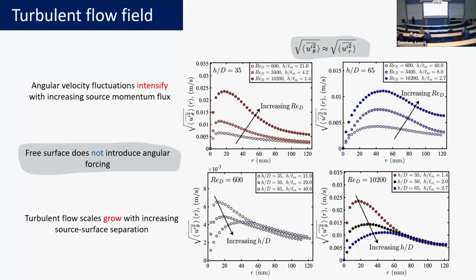But what I'm trying to imply here is that the free surface is not imposing any angular forcing. It is respecting the structure of the flow that comes in. I have a round jet. I don't have any planar jet. So it's respecting the geometry of the jet that's been fed to it.